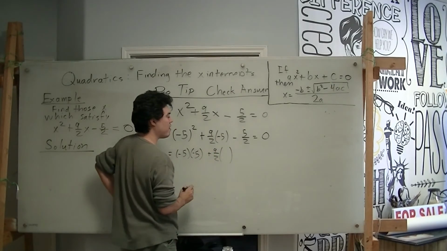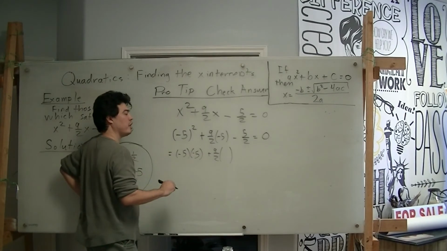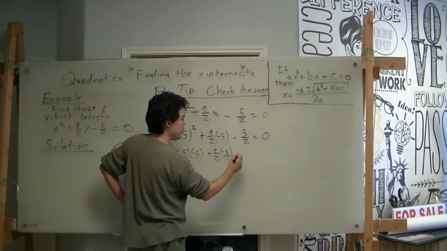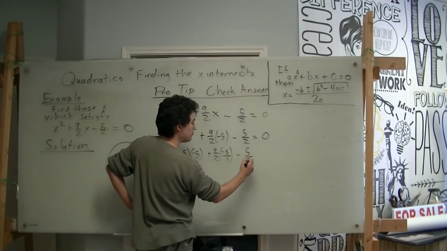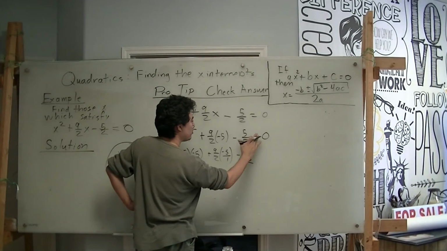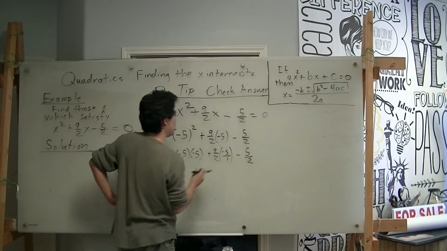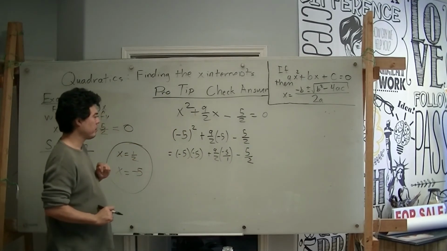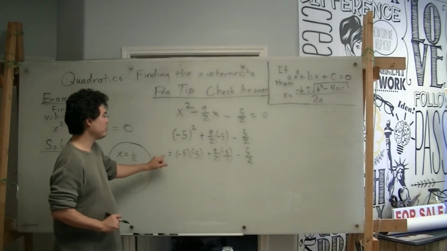Now this negative 5, I can rewrite it as a fraction by writing it as negative 5 over 1. And then minus 5/2. And this, oh, we shouldn't put that it equals 0. Right? We don't know that yet. This equals that for sure though. Now we want to see what this equals.